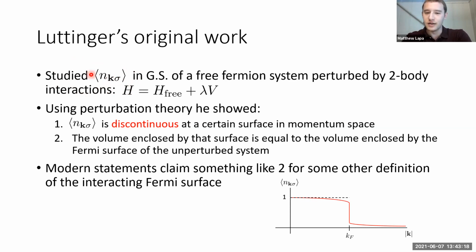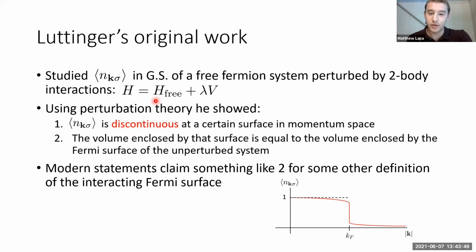And he looked at this in a free fermion system where you perturb it by two-body interactions. Within the framework of perturbation theory, he could show that this function is discontinuous as a function of K, so it has a discontinuity at a certain surface in momentum space. And then two, that the volume enclosed by that surface is equal to the volume enclosed by the Fermi surface of the unperturbed system that would be just described by the free Hamiltonian.